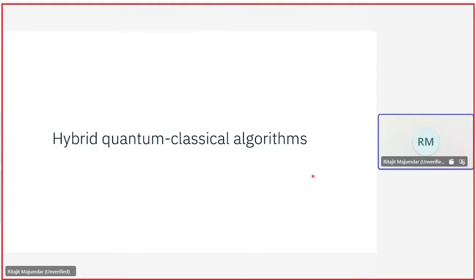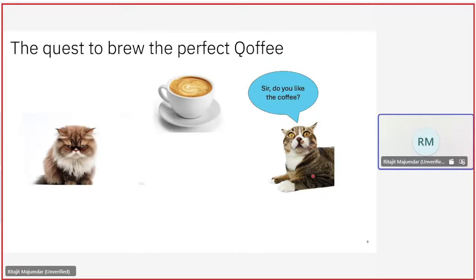Some part of the algorithm will be quantum and some part of the algorithm will be classical. These problems that we will talk about today, and you will hear a few more over this week for different types of hybrid quantum classical algorithms. What we will focus on is something that we call variational algorithms. Let's look into a variational algorithm with this particular example: we want to brew the perfect coffee, quantum coffee.